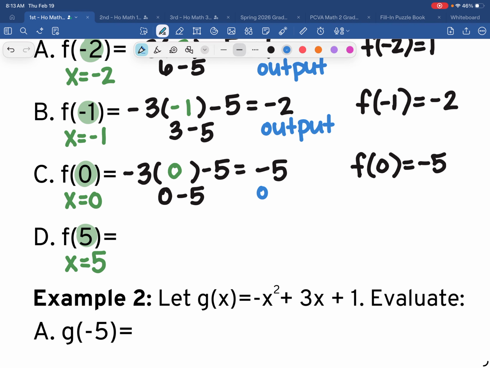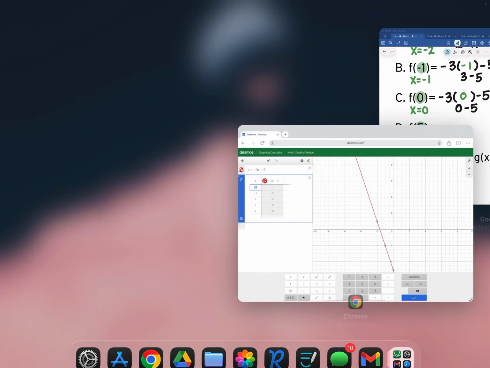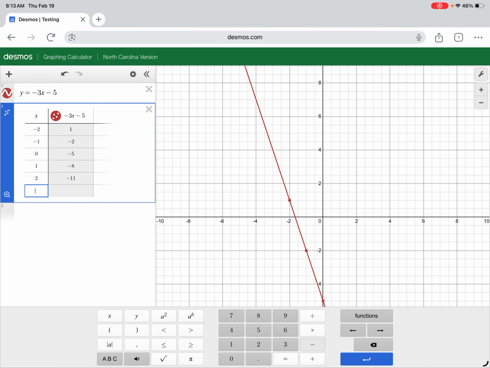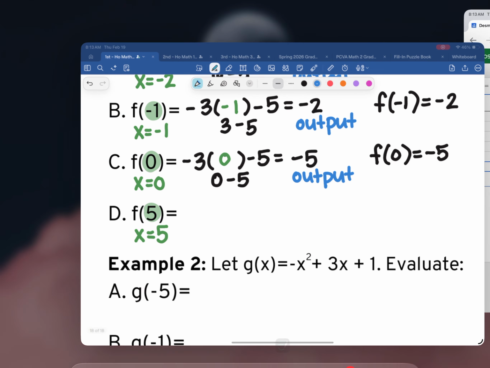And again, I can check that in Desmos if I would like. If you remember, the table itself doesn't have negative 5, but if I type negative 5 into the x piece, it's going to give me the output of 10.